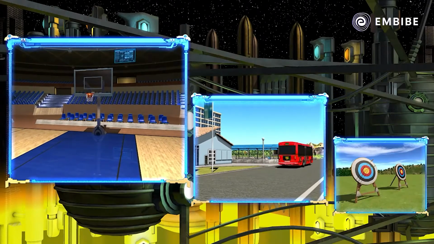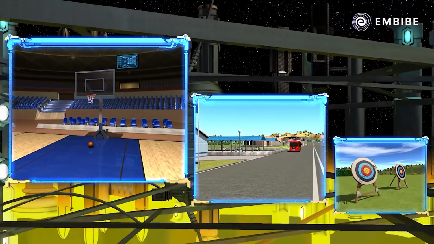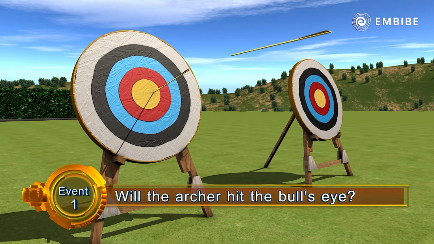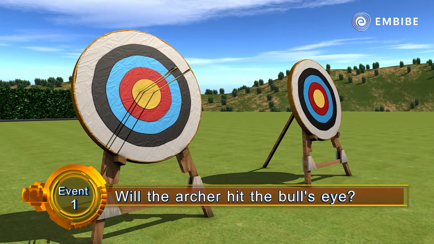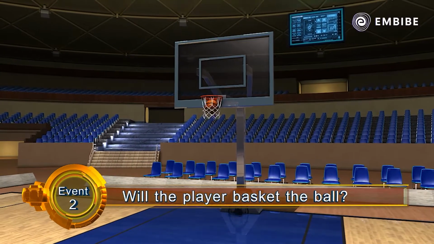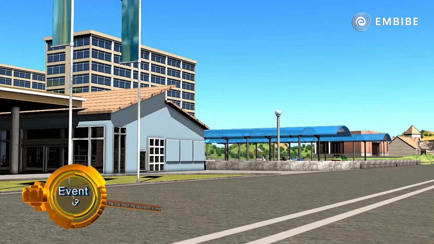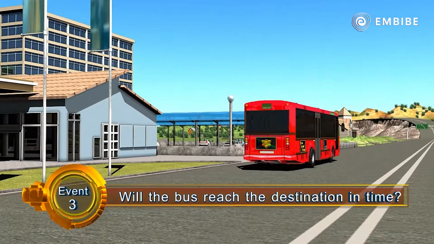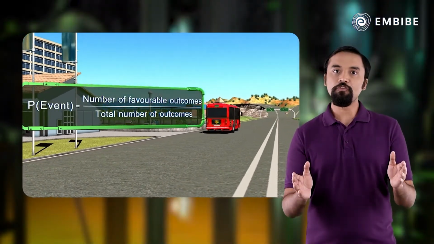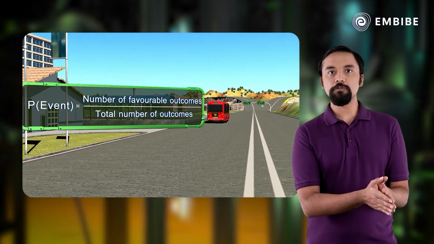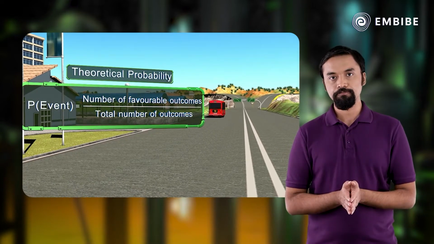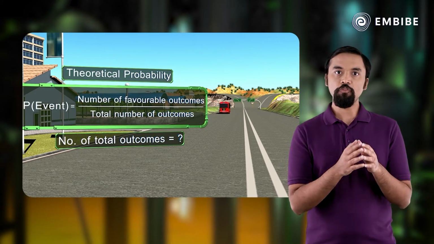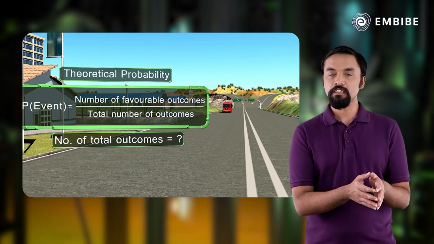Let us consider some situations to understand the need to learn experimental probability. Event 1: Will the archer hit the bullseye? Event 2: Will the player basket the ball? Event 3: Will the bus reach the destination in time? We observe that we cannot find the probability using the expression for theoretical probability, since the number of total outcomes is not fixed.